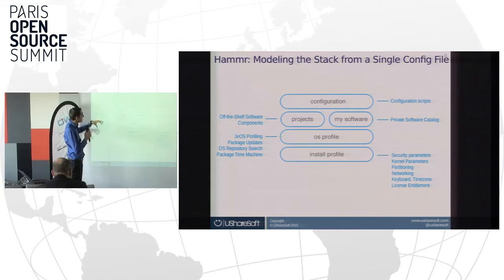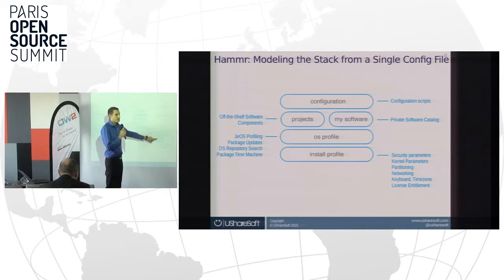So our model is represented by this diagram. We have seen the preceding JSON file, an OS profile with packages, an installation profile with partitioning information, but we can add kernel parameters, networking information, keyboard, time zone of your stack, and the acceptance or not of the license by the user.